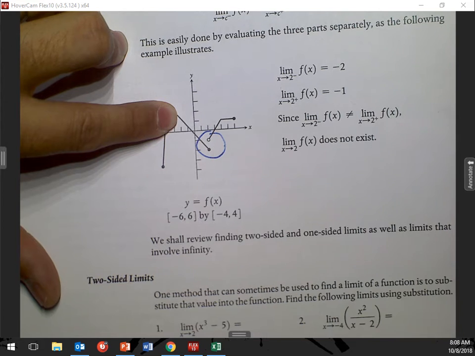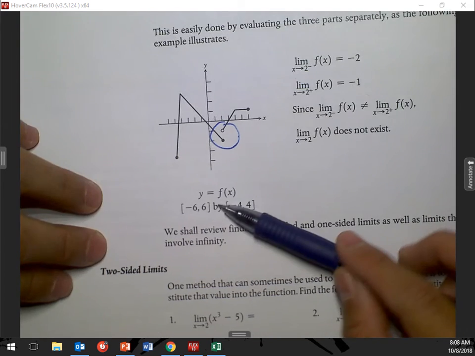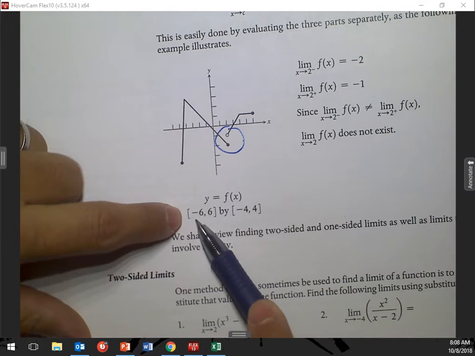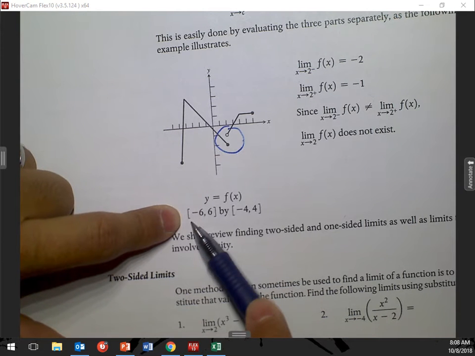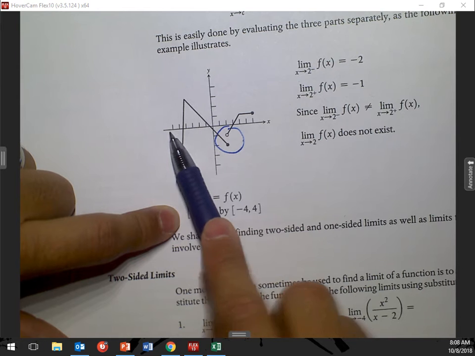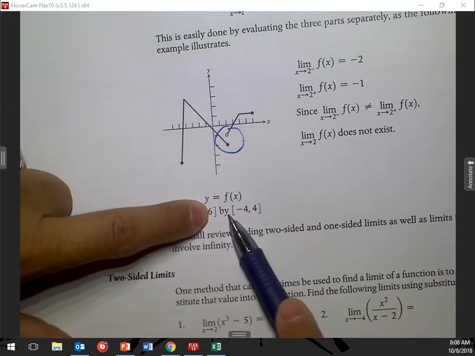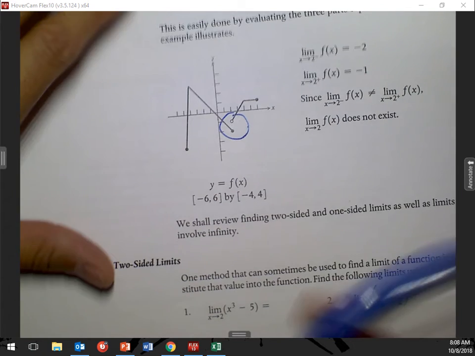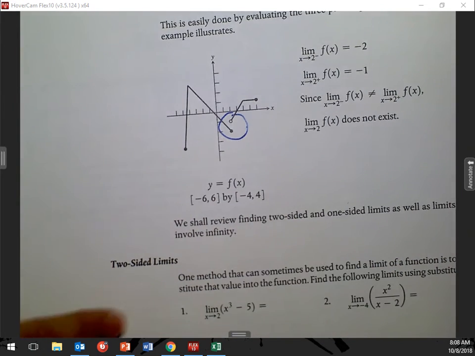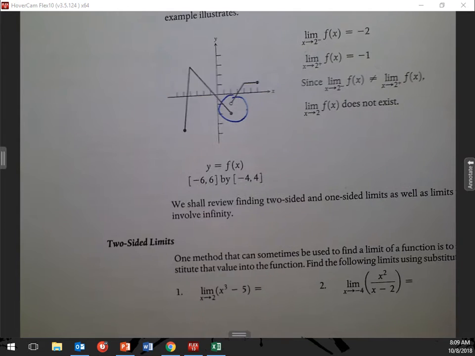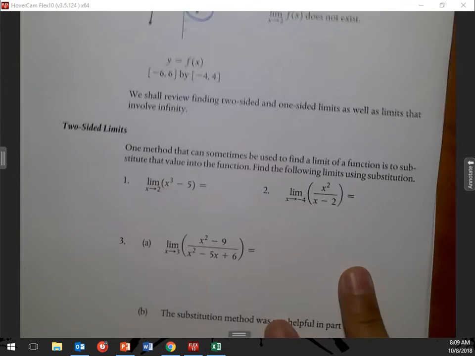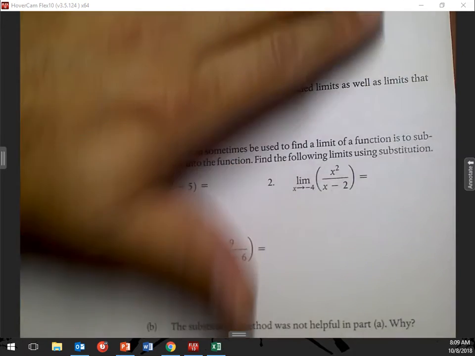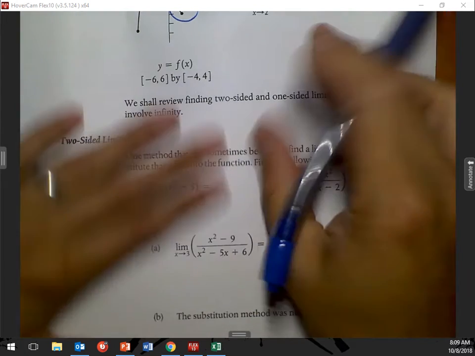So now we have that jump discontinuity right there. What this is saying is the function of this over the interval from -6 to 6. So there's my x values, -6 to +6, down to -4 and up to +4. So these are my windows for this. Okay, so two-sided limits right here.